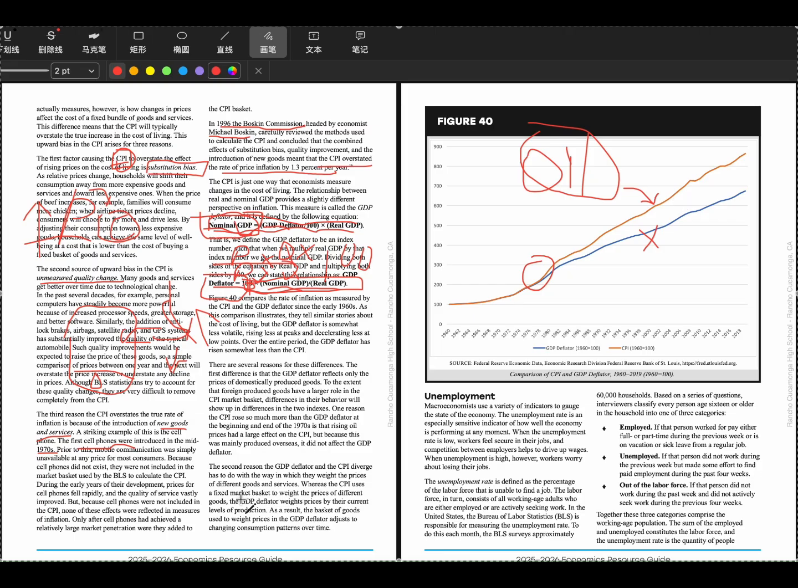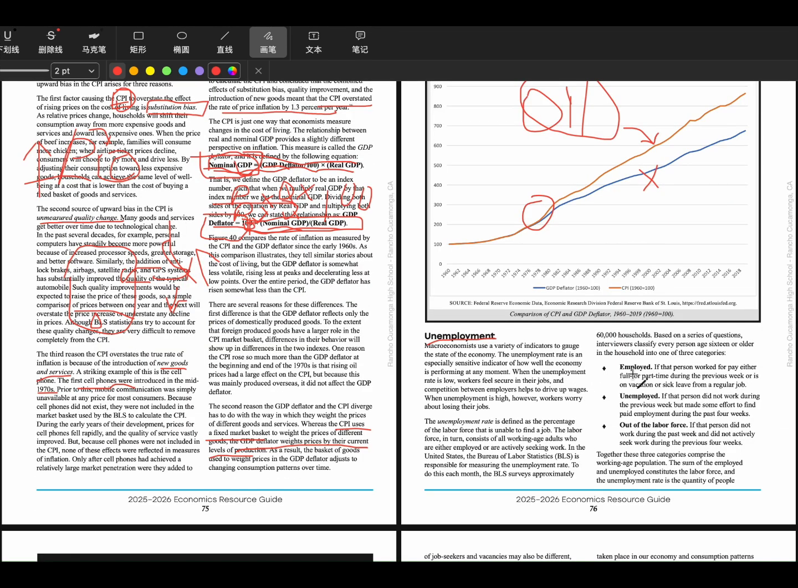And second, the CPI uses a fixed market basket of goods. The GDP deflator does not use a fixed basket of goods. It doesn't use anything fixed besides the base year. It weighs the prices by their current level of production. In other words, your level of production could be very different going from year to year.